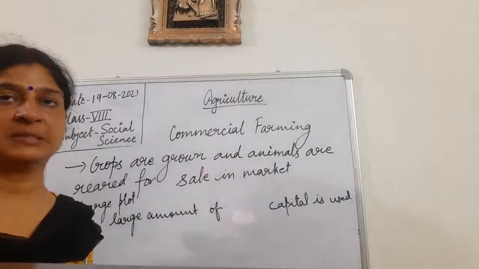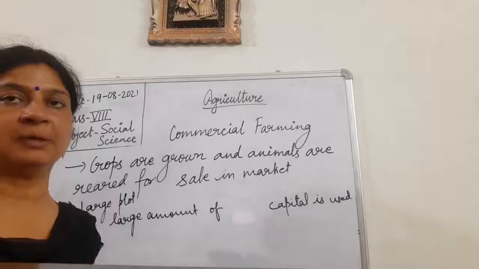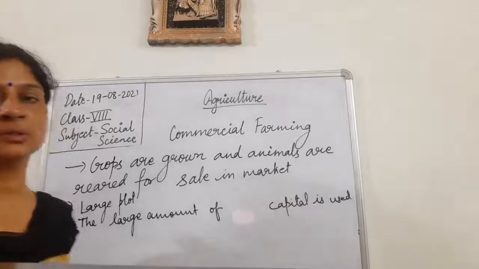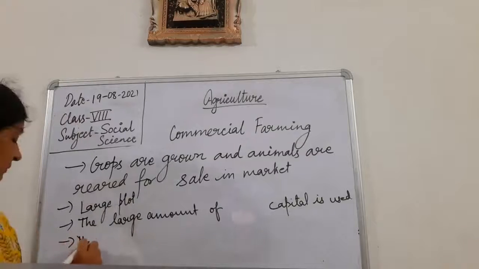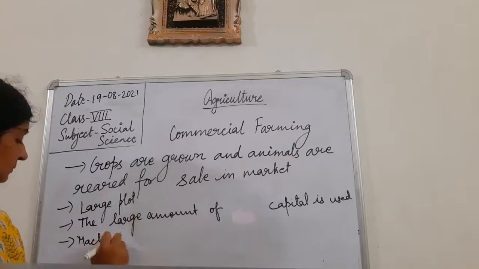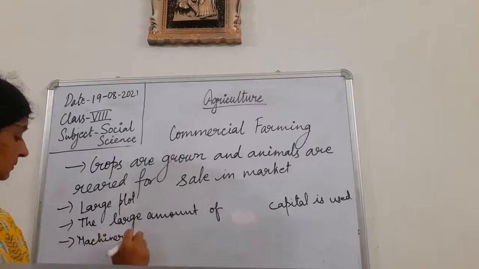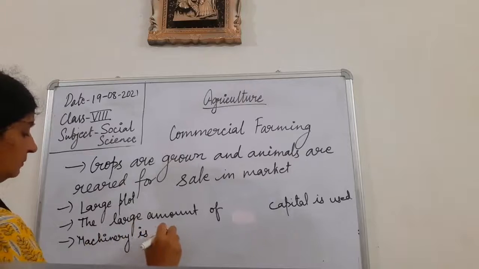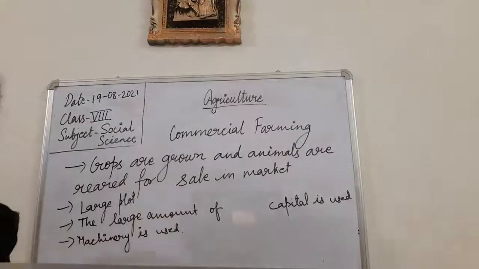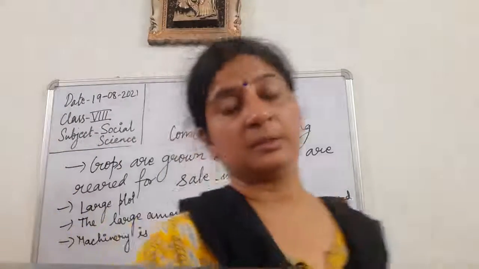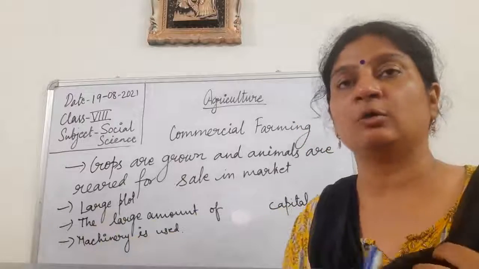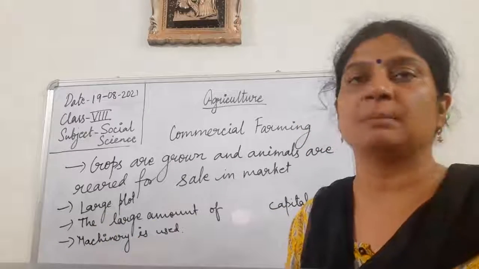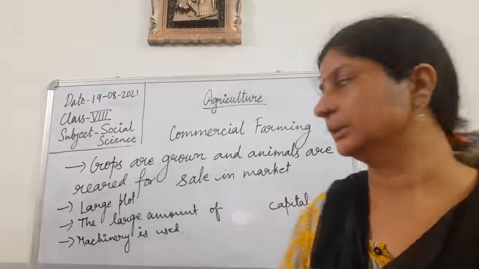So machinery is also used in this type of farming. We have seen machinery is used. Okay, and these are the small important features we have done, and now we will see what are the different types of commercial farming. There are 3 types of commercial farming.